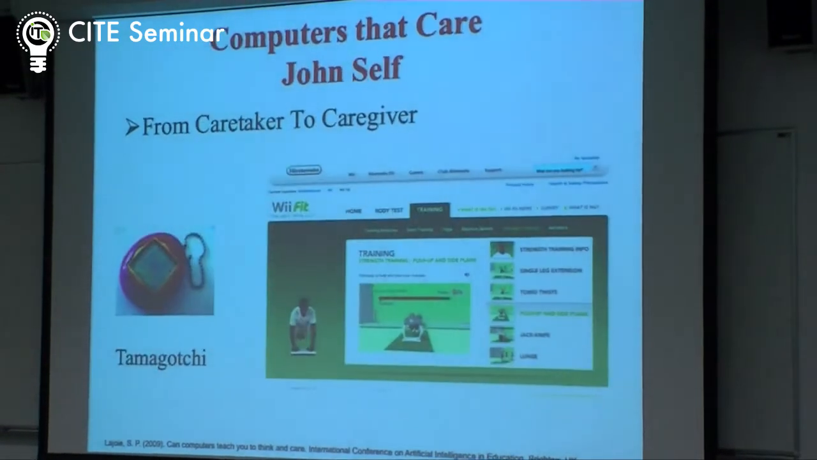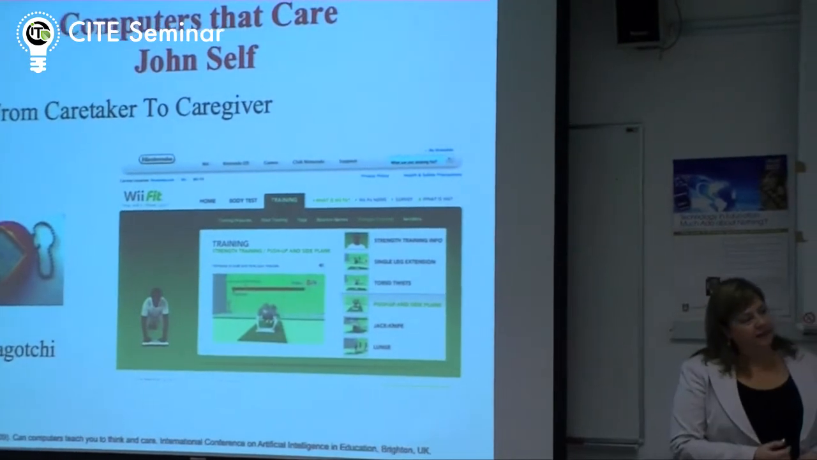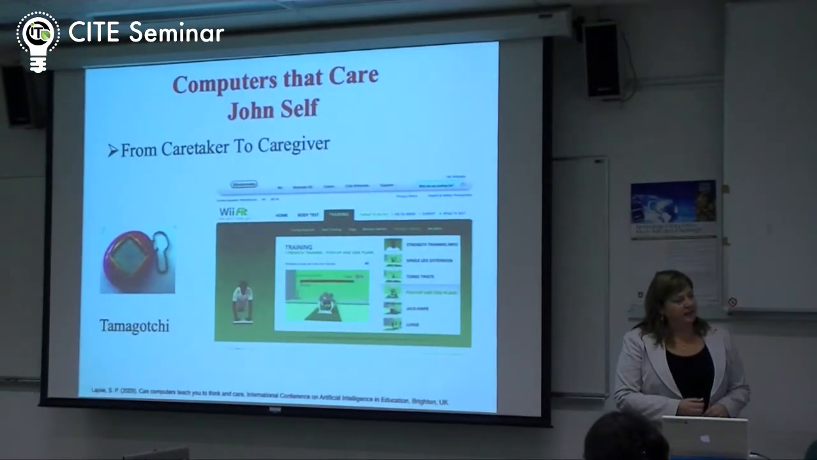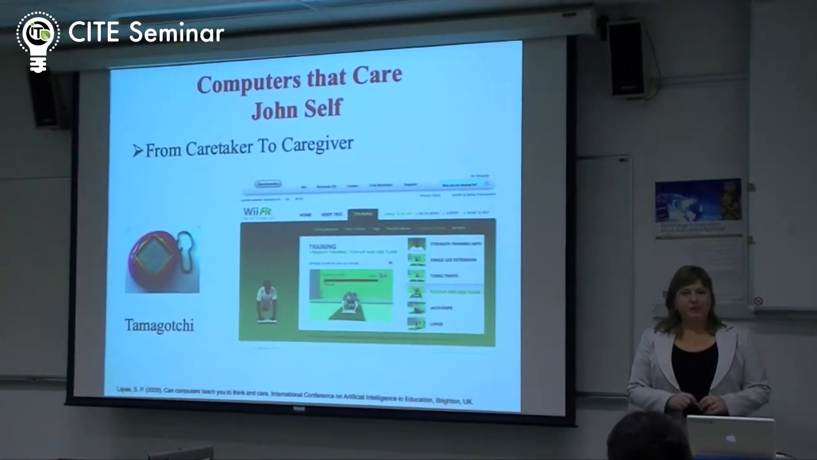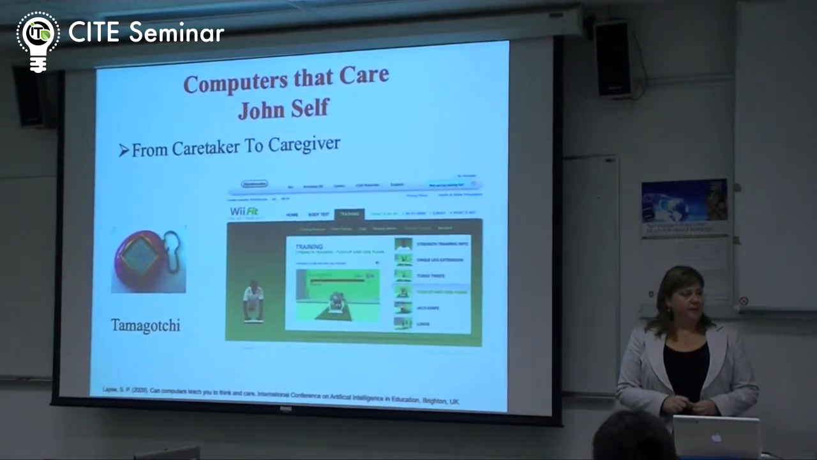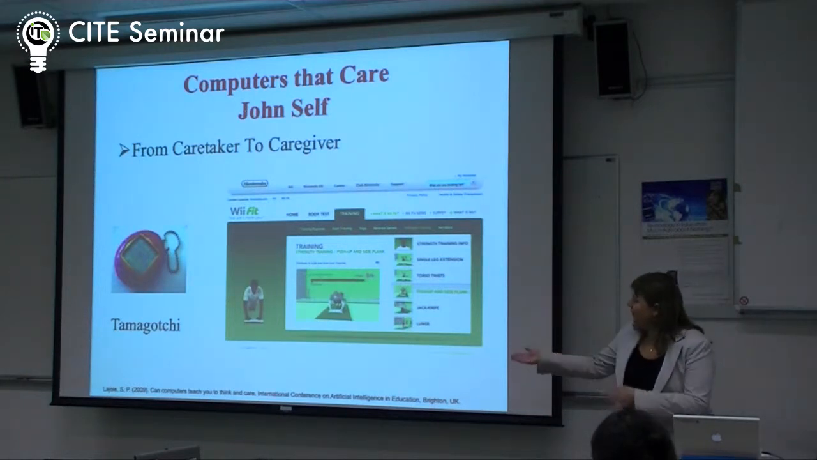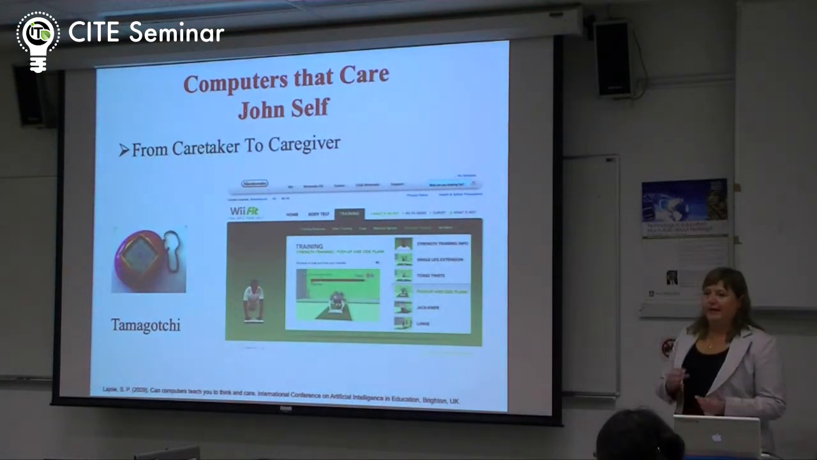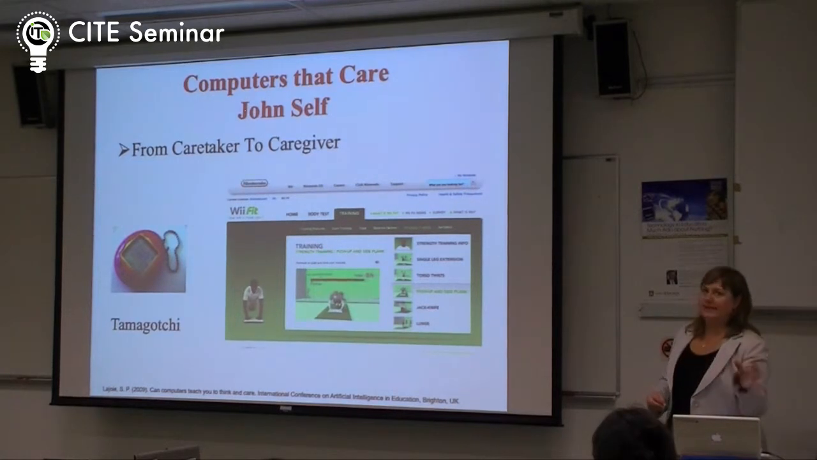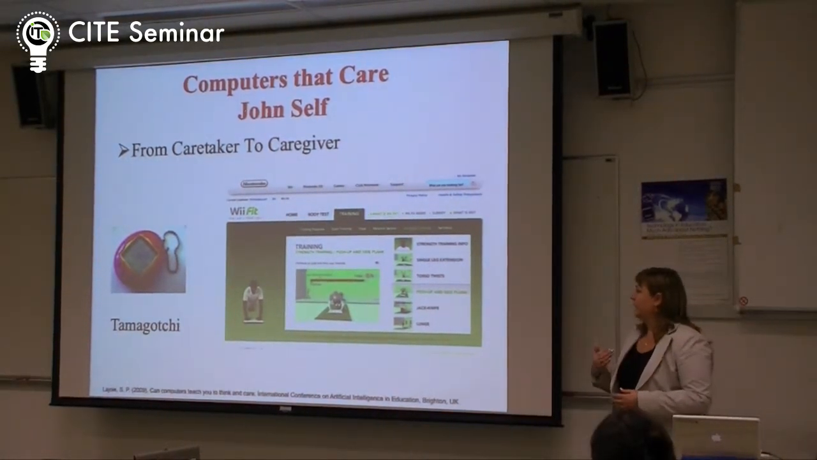So, as I said, John Self was basically saying, as a keynote many years ago at an AIED conference, that at that time, Tamagotchis were really popular and everybody was taking care of these computer pets. And so we were caregivers to computers. And so the question is, how far have we moved from a caretaker for the computer to a caregiver, where now the computers can give back to us?